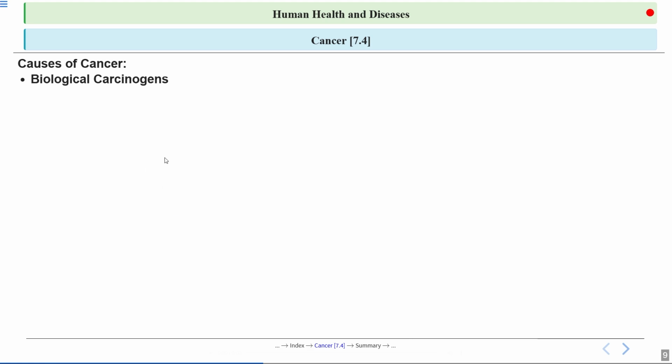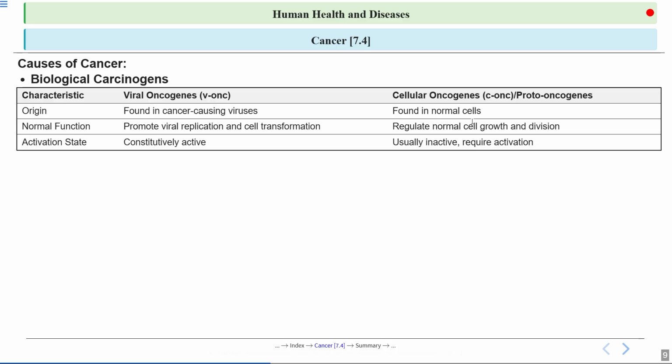Next are the biological carcinogens. These include viruses as well as bacteria and some parasites, which can disrupt normal cell processes. Here you can see this table showing a comparison of viral oncogenes and cellular oncogenes. Viral oncogenes are written as v-onc and cellular oncogenes are written as c-onc. They are also known as proto-oncogenes. Let's understand the difference between the viral oncogenes and the cellular oncogenes.